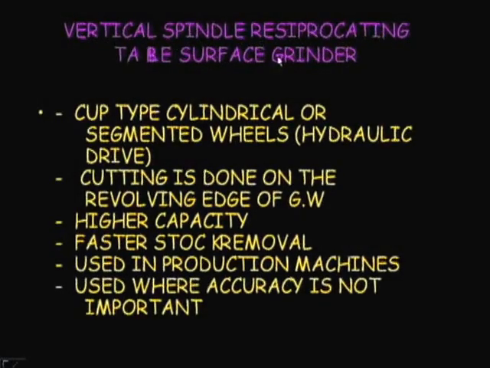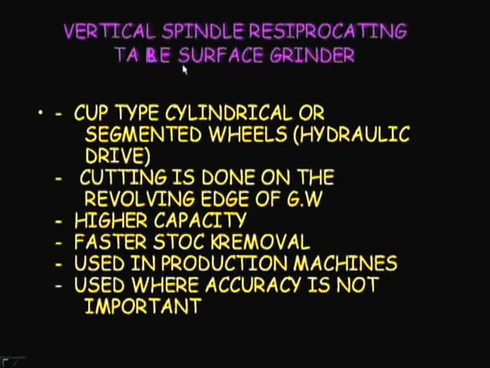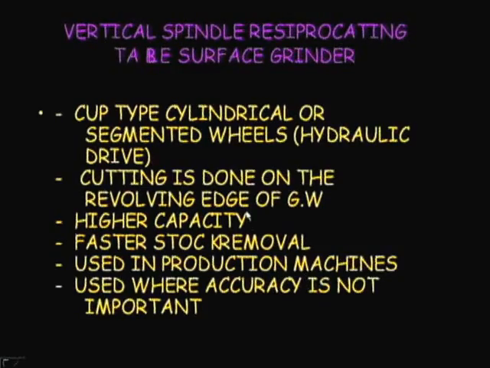Now let us go to the vertical spindle reciprocating table surface grinder. Here the spindle is vertical. What type of grinding wheels are used? Cup type, cylindrical or segmented wheels, and these wheels are driven by hydraulic means. Next, cutting is done on the revolving edge of the grinding wheel. It has higher capacity, faster stock removal, and is used in production machines and where accuracy is not important. As I already told, the surface grinders are used for heavy stock removal, so the accuracy will not be there.